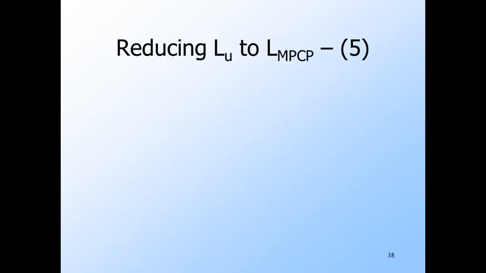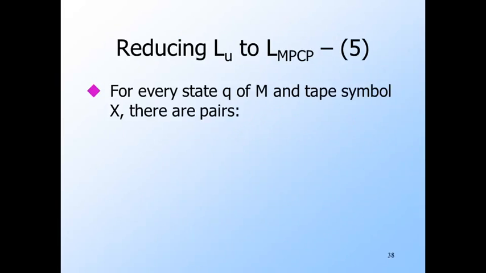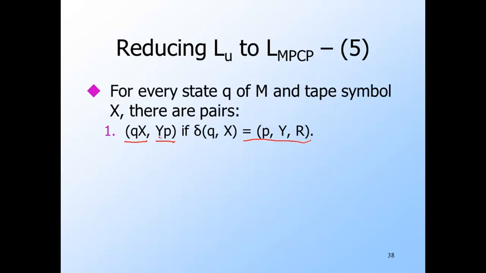Now we need to add the pairs that reflect the moves of m. For every state Q and tape symbol X, if the move of m is to the right, say P, Y, R, we have a pair in which Q to the left of X can be replaced by a Y followed by P to the right of Y. That correctly reflects the change in ID that occurs at the rightward move.